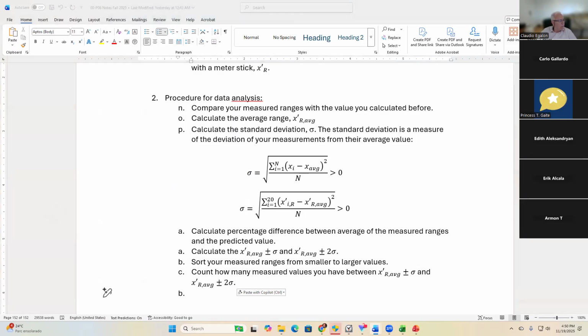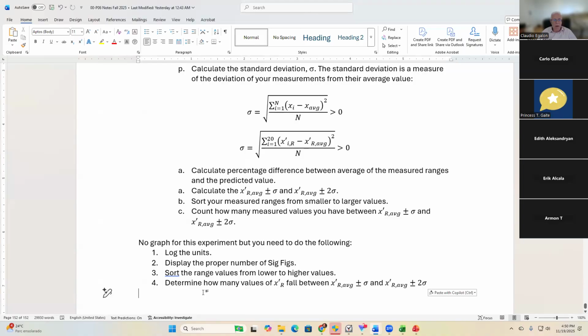No graphs. And log there in the table. There are no graphs for this experiment. Log the units, display the proper number of significant figures, sort the range values from lower to higher values, determine how many values of X prime fall between this range.